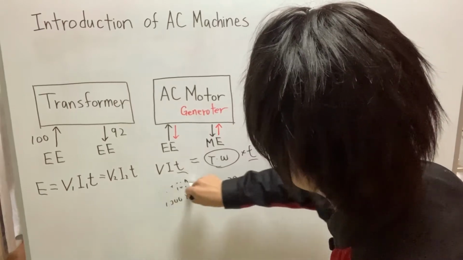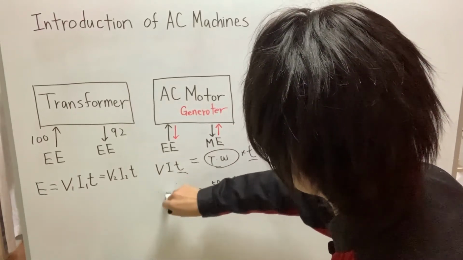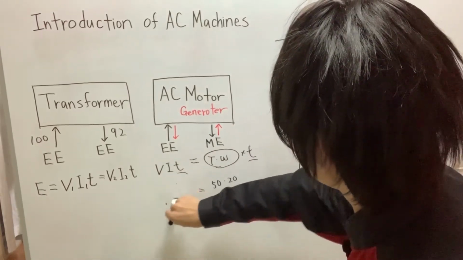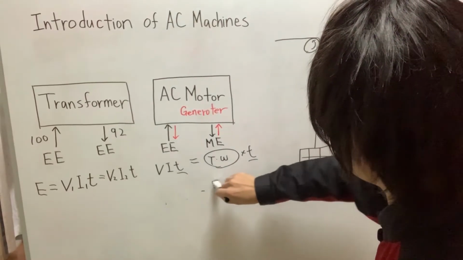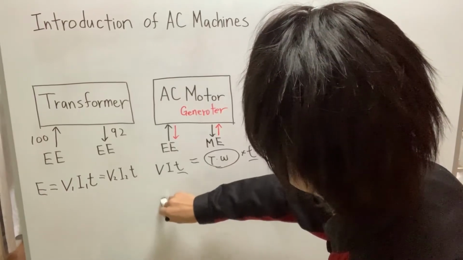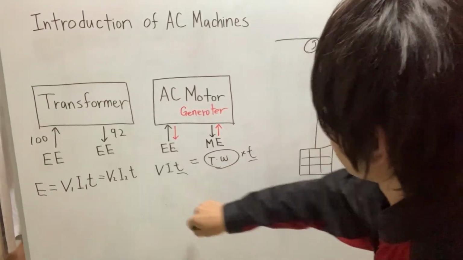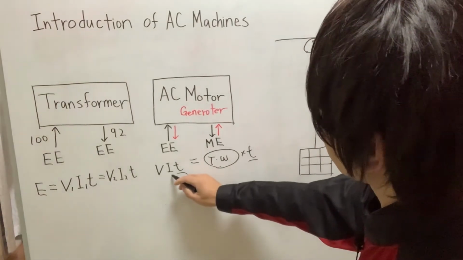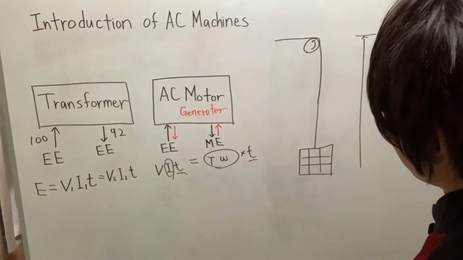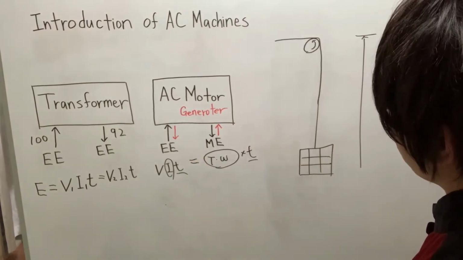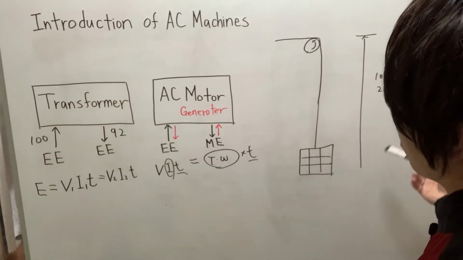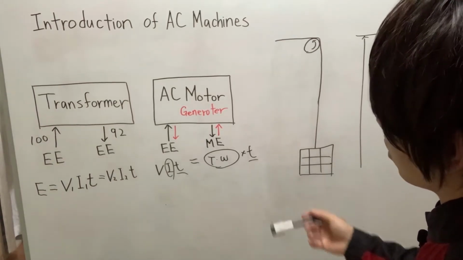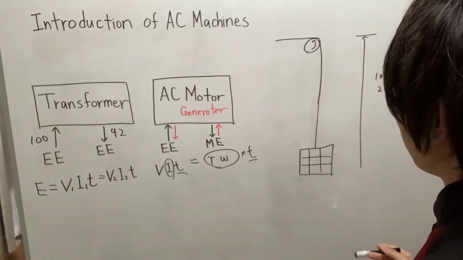So that means the current is changing depending on the load requirement. So if we need to move it faster, more current we are taking, and so on.